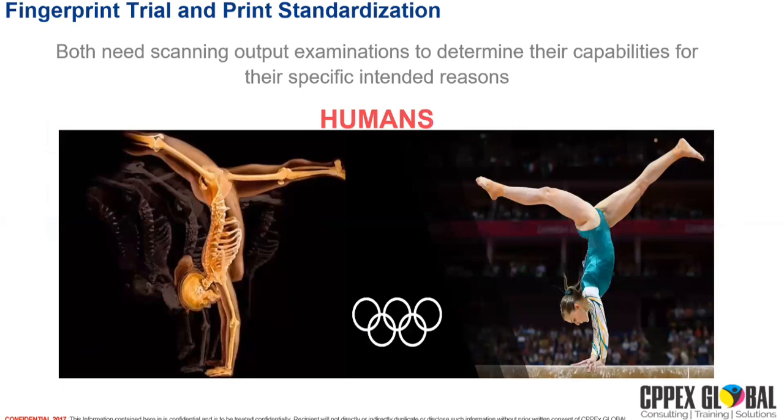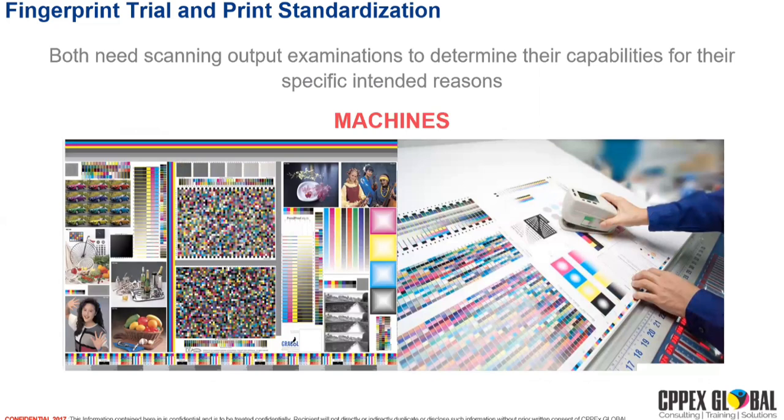So fingerprint trials both need scanning and output examination. If you need a fingerprint of a human body, this also needs scanning. And if you want to conduct a fingerprint trial on your printing machine, this also needs scanning with spectrodensitometers, to determine the capabilities for their specific intended purpose. So both human and machines are the same. In both cases you need fingerprint calibrations and fingerprint measurement values. So both need scanning and output examination to determine their capabilities for their specific intent.